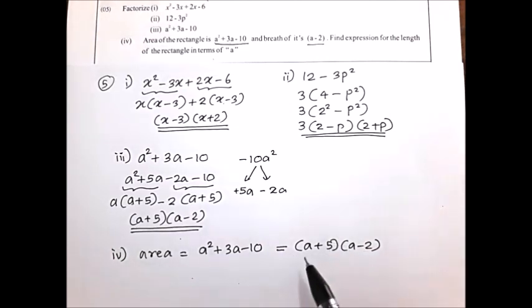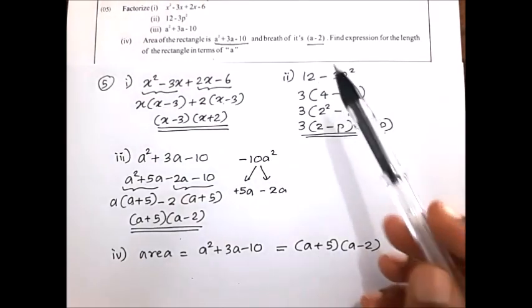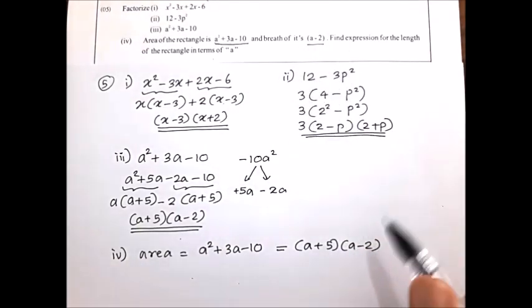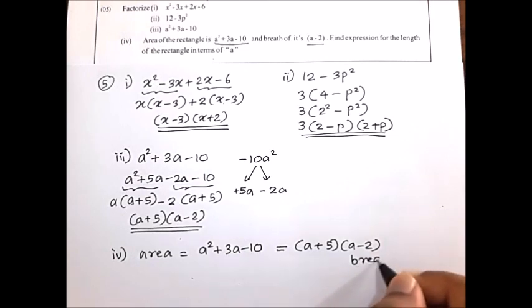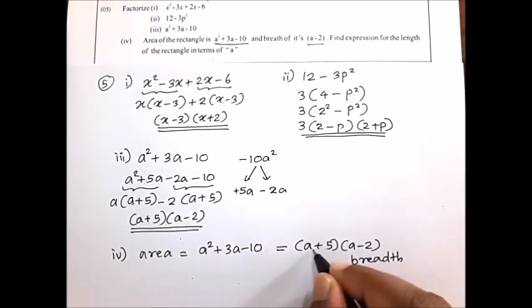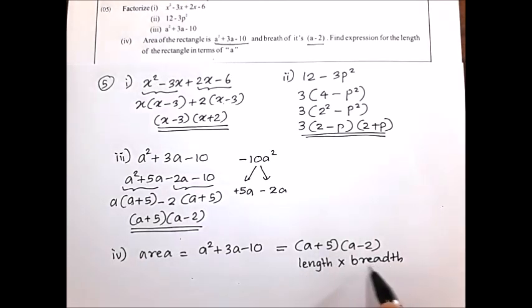Area of a rectangle we can get by multiplying length and breadth. Question says a minus 2 is the breadth. If this one is breadth, a plus 5 should be the length. Length multiplied by breadth equals area. A minus 2 is breadth and the length of the rectangle is a plus 5. This is the answer for fourth one.